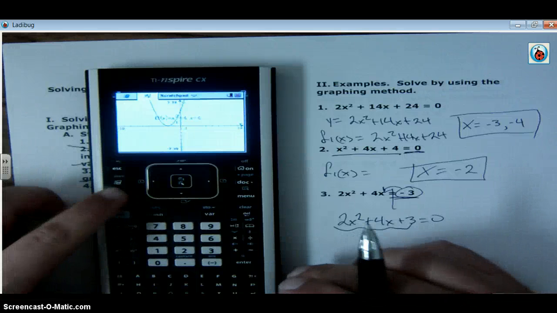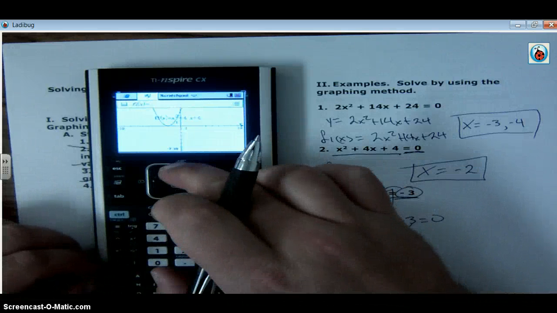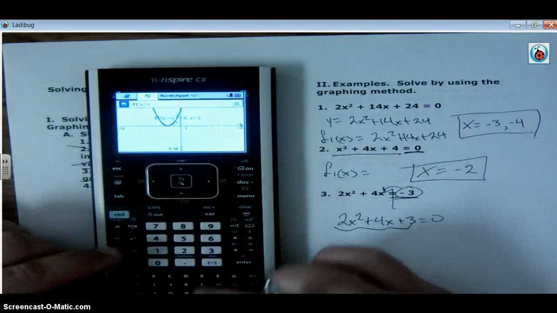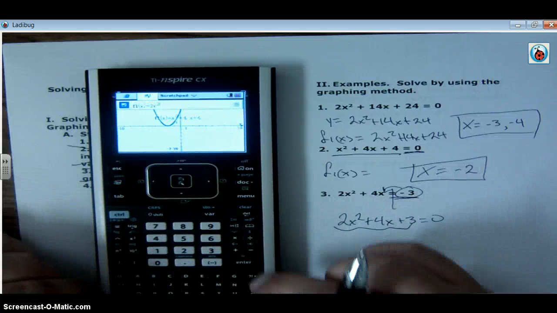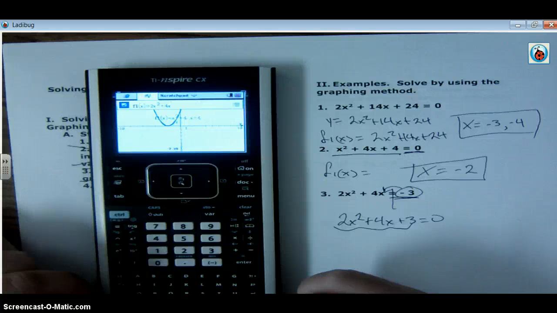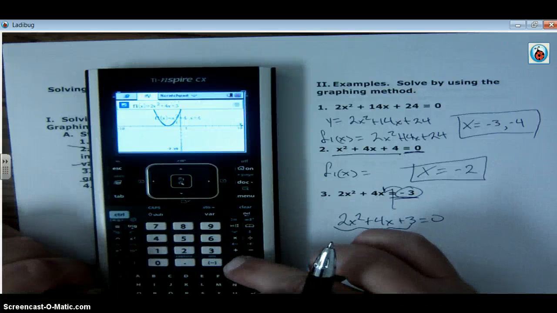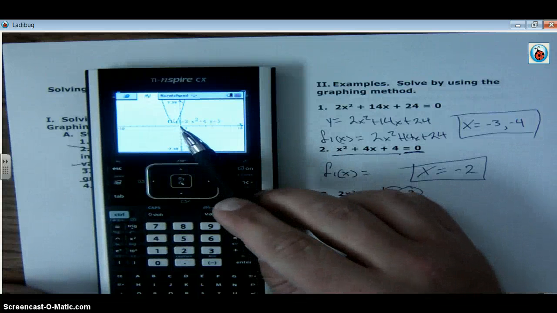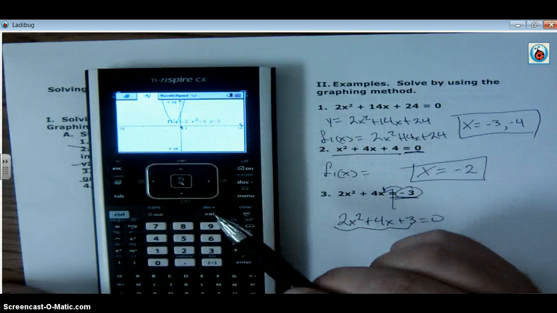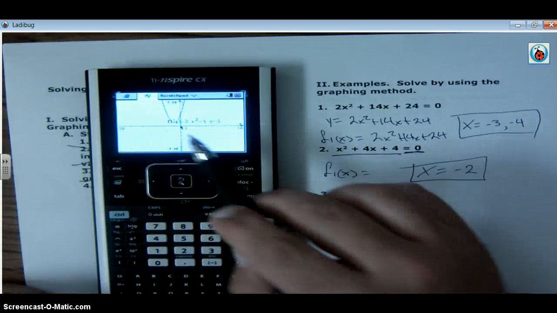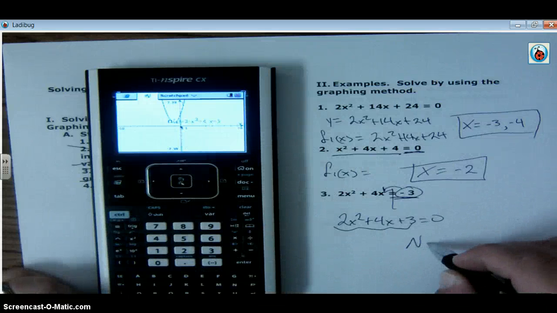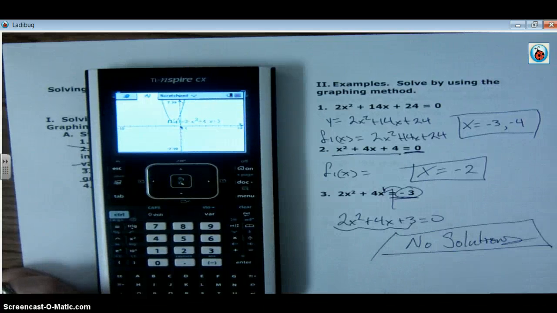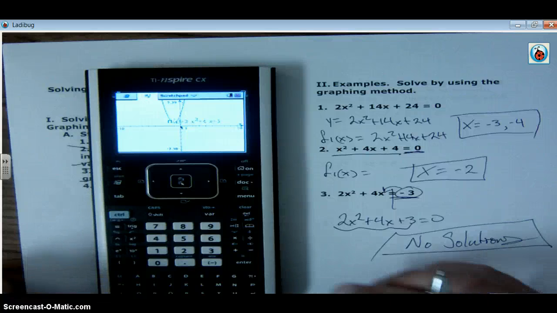So press the tab button on your calculator, go back up to F1, get rid of that, and let's press in 2x squared plus 4x plus 3, enter. And what do you notice about that one? That one doesn't touch the x-axis at all, anywhere. Again, these are x-intercepts. All right, if it doesn't touch the x-axis, then you have something called no solutions. That's how you solve quadratic equations by graphing.